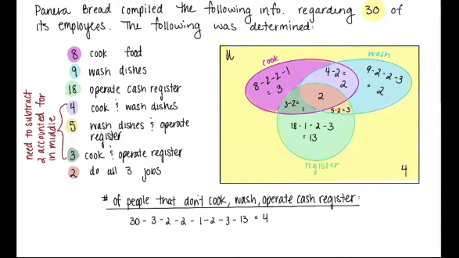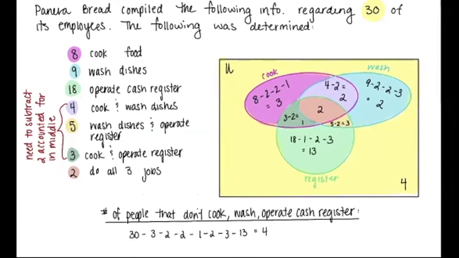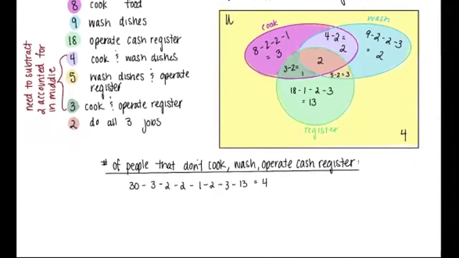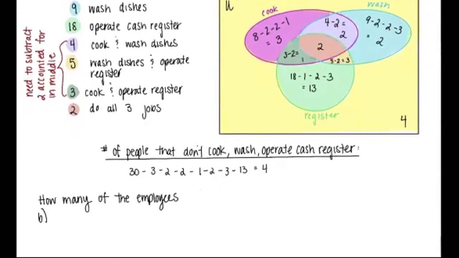So this is actually the first part of the problem. Part A is construct a Venn diagram. And now that we have the Venn diagram, we're going to utilize that to answer some questions. So now we want to figure out how many of the employees first only cooked food.